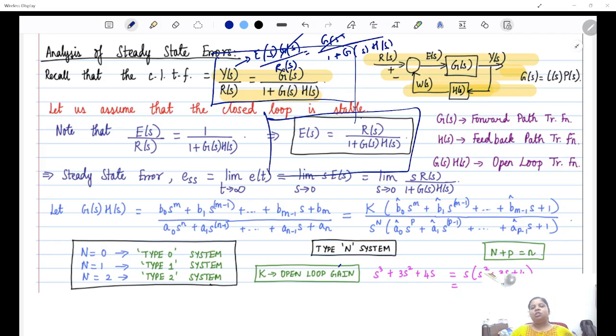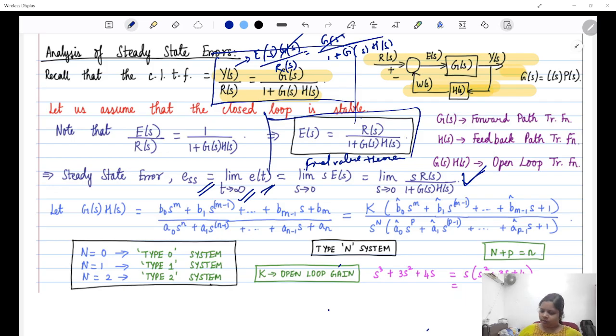Now, if I ask you steady state error, what is steady state error? Steady state error is, as time tends to infinity, what is the value of my error? If you apply the final value theorem, you can directly write it as limit s tends to 0 of sE(s), right? And you can substitute the value of E(s) over there, which is R(s) upon 1 plus G(s)H(s).